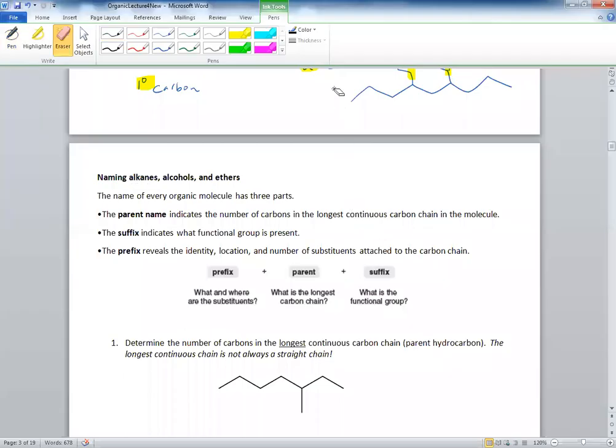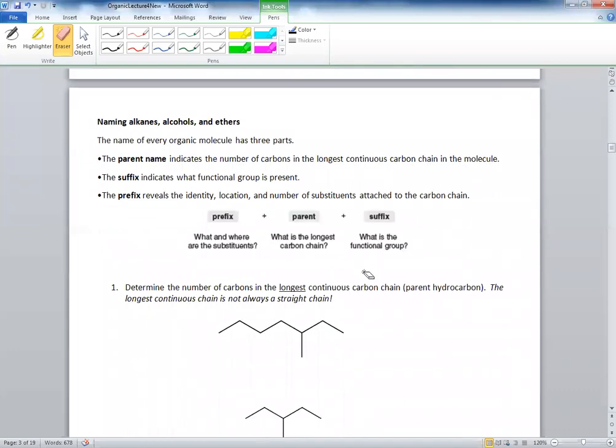Organic nomenclature, or naming in organic chemistry, is vastly different than naming learned in general chemistry. In general chemistry, it was a very simple model. You put the cation and the anion together, etc. It was something like sodium chloride or lead II nitrate, etc.